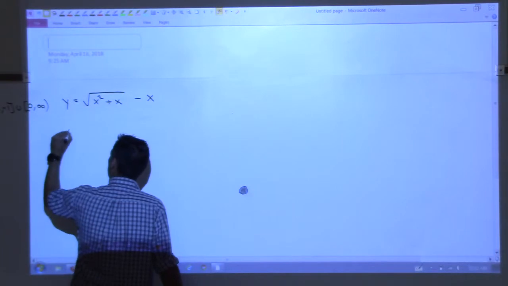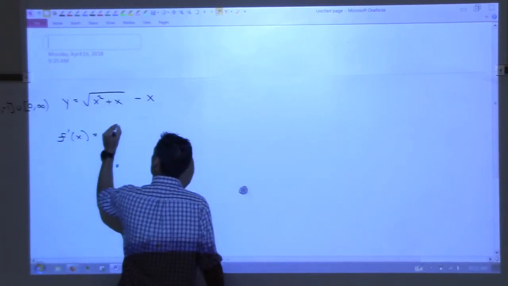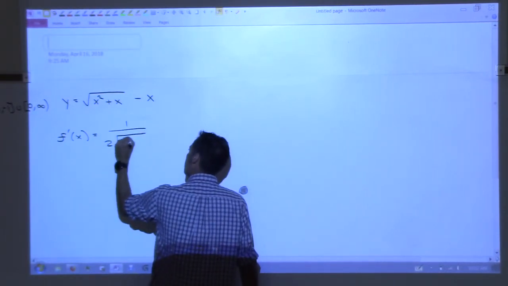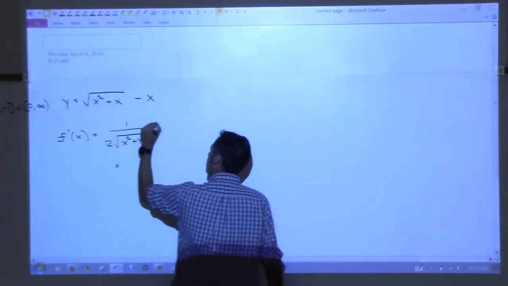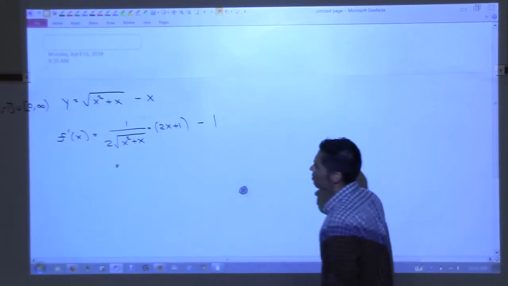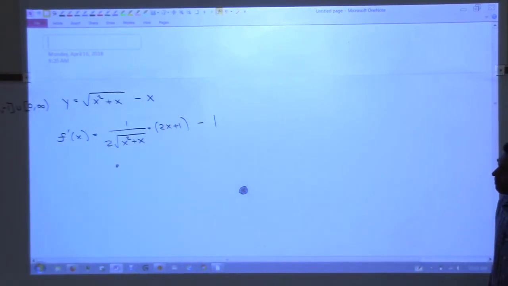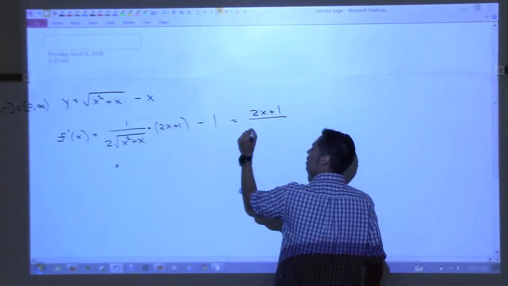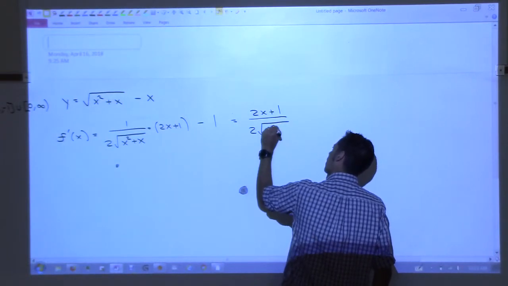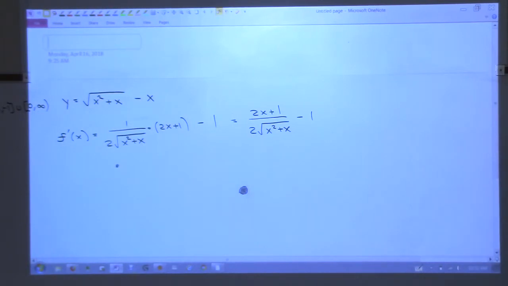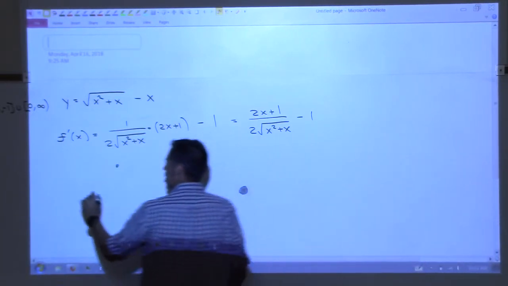All right, the first derivative of this function is, derivative of root of something is 1 over 2 times root of that something times the derivative of what's in there, which is 2x plus 1, and then minus the derivative of x, which is 1. So there's your first derivative. If we clean this up a little bit, we get 2x plus 1 over 2 roots of x squared plus x, and then minus 1. So that's my first derivative, right? Yes? OK. Second derivative. Let's go ahead and get that out of the way now.